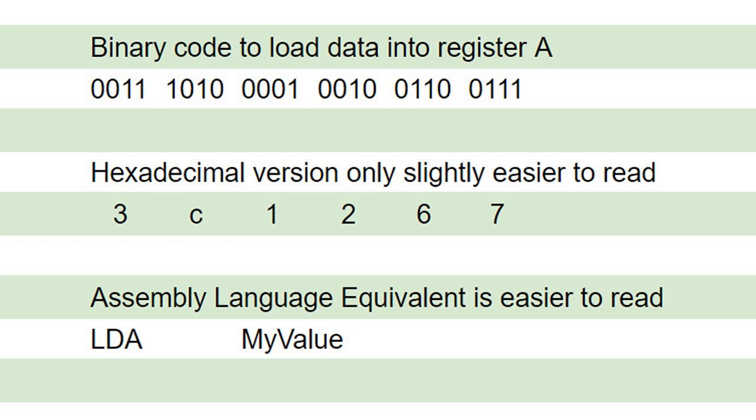In assembly language, the previous command we talked about would be LDA my value. The command LDA means you're going to load something into register A. And that's relatively easy to remember that LDA means load register A. But where are we going to get what we want to load? Well, we could remember that there's a memory address, like 6712, but it's easier if we just make up a name for that location. In this case, we call that location my value.